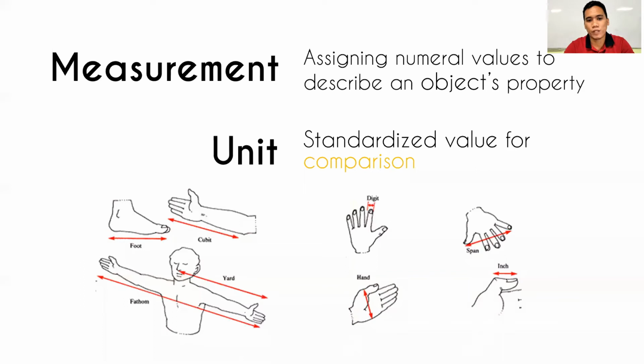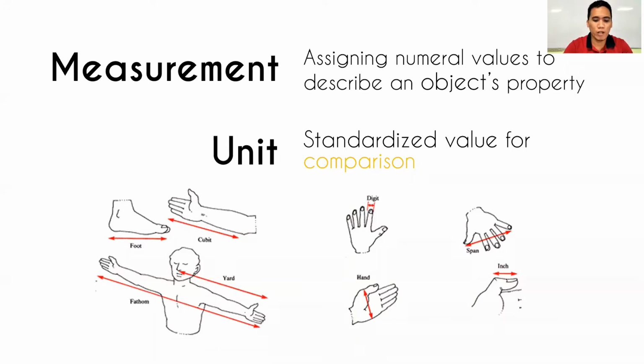So if they changed pharaohs, the standard measurement also changed, because not all pharaohs have the same parts or the same length of body parts. So every time they changed pharaohs or their leaders, the standard measurement they were using also changed. So that is the reason why, as time goes by, measurement was also developed.